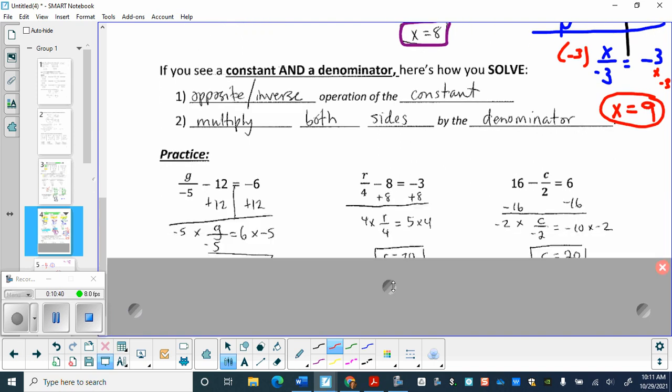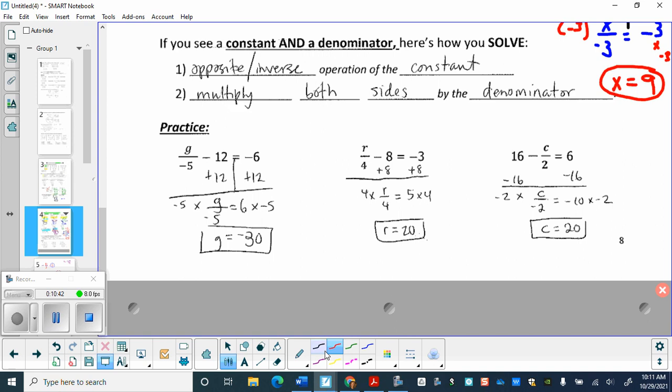All right, so here are the answers. I'm going to walk you through the work here. I see a denominator of -5 and a constant of -12. So the first thing I'm going to do is the opposite of the constant. So I see a -12, so the opposite is to add 12 to both sides. And -6 plus 12 is 6. This cancels out, and I have g over -5. Now I'm going to multiply both sides by that denominator, and I get a -30.